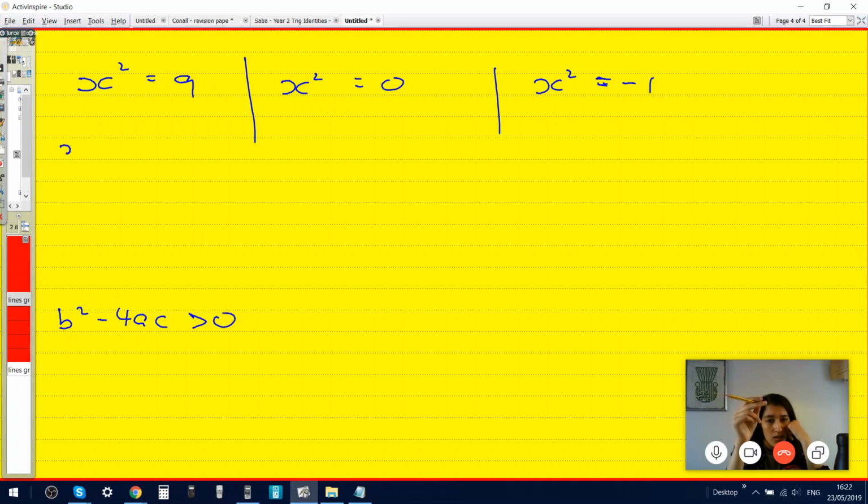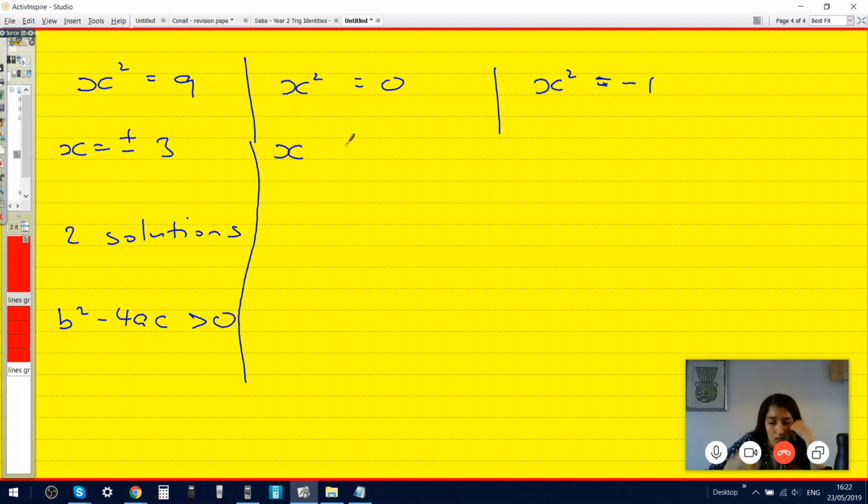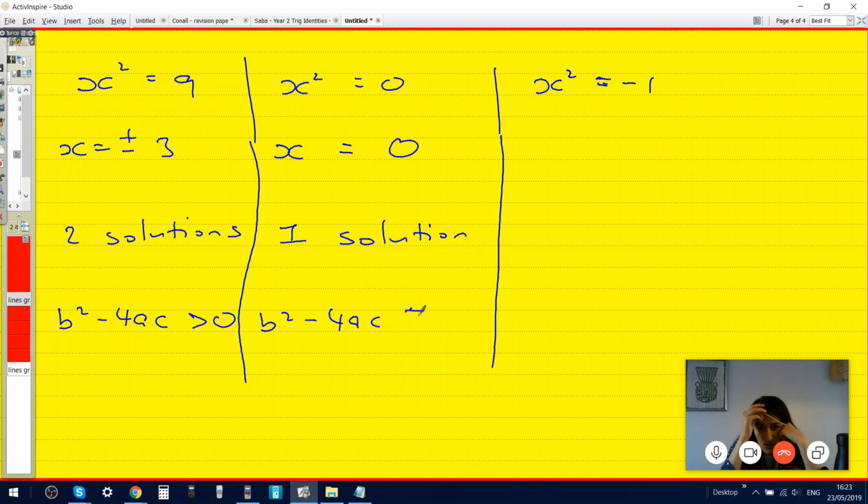So how many solutions? 2. Middle one? None. Square root of 0? 1? I don't know. Is it none? 0. So that's one solution. That's when it's equal to 0. One on the right. No solutions. Yes, no real roots. And so this one over here, 9, is bigger than 0. 0 is equal to 0. And minus 1 is less than 0.